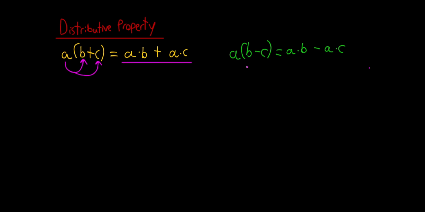Now, if we were to take the green expression, on the other hand, the only difference is that we have B minus C, or we're taking the difference of the two terms. A is going to distribute in the exact same way. So we're going to go A distributing to B, and A distributing to C, which gives us A times B minus A times C.